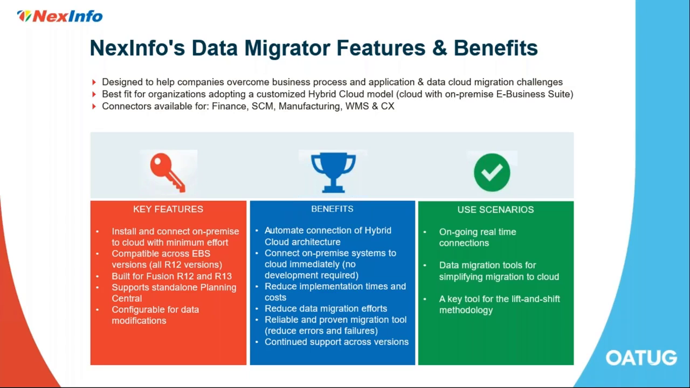And the different benefits are like it is easy to establish a connection between EBS and Fusion Cloud. And one advantage is like you can load data between EBS dev and Fusion dev, or EBS dev to Fusion prod. So you have different options to migrate the data, and this majorly helps in reducing the implementation time and cost, and also reducing the data migration efforts.